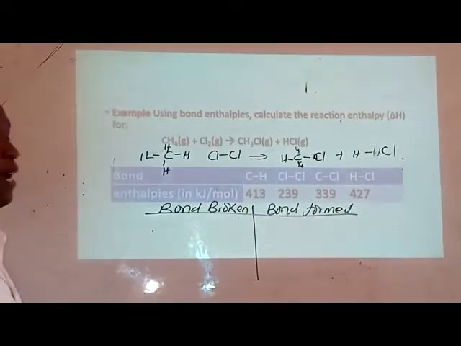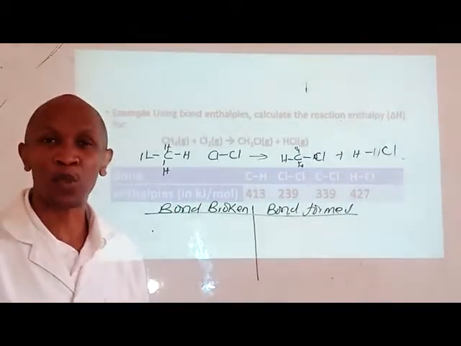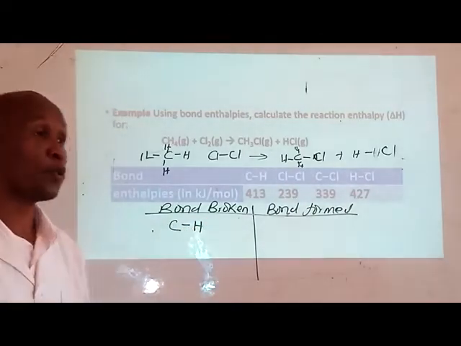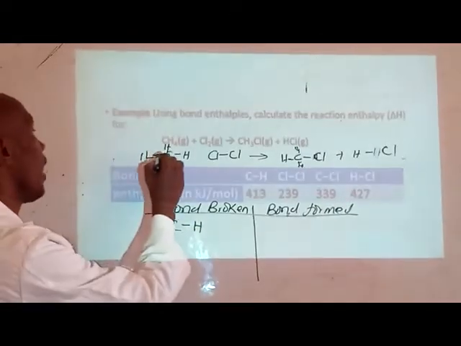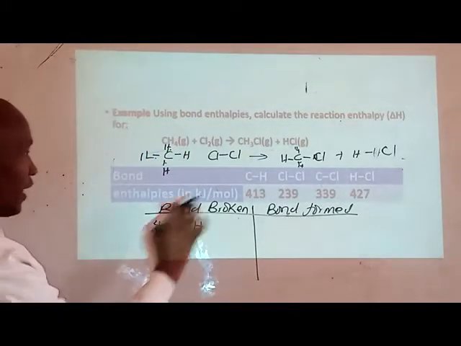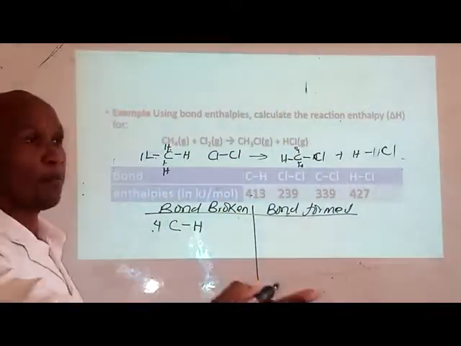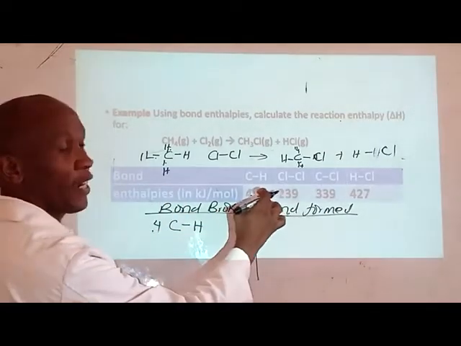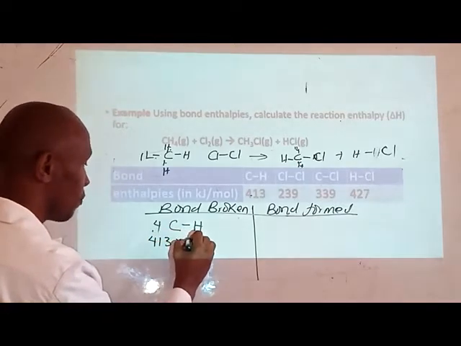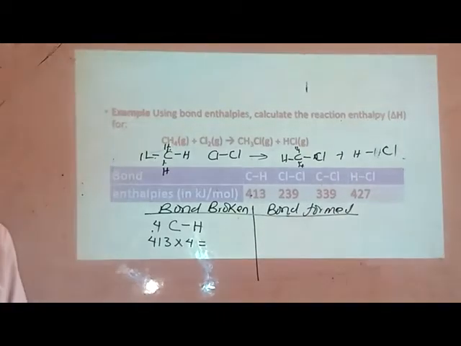So what bonds am I breaking? You just need to be systematic. I'm breaking a carbon to hydrogen bond. How many carbon to hydrogen bonds am I breaking? 1, 2, 3, and 4. So 4 carbon to hydrogen bonds. Now I'm told the carbon to hydrogen bond is 413 kilojoules per mole. So each of these bonds is 413 kilojoules. So that is 413 multiplied by 4. Those are the number of bonds I'm breaking.